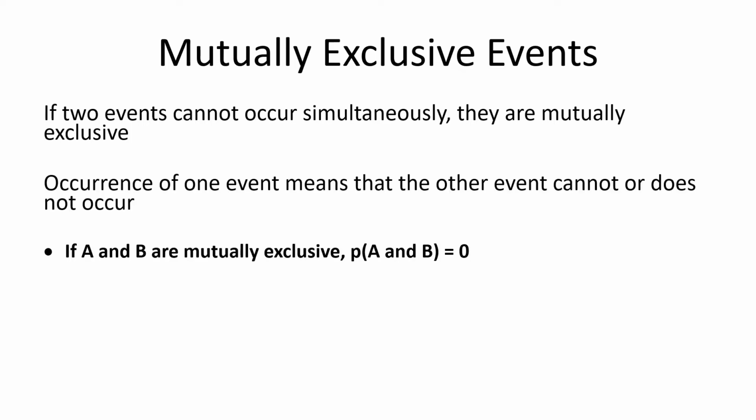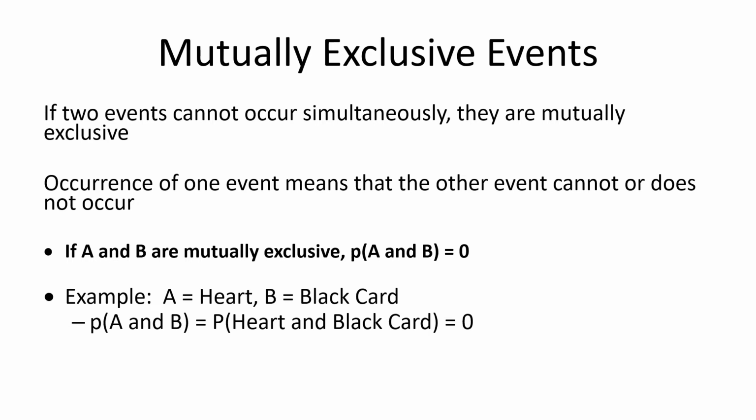Let's talk about mutually exclusive again. If you recall, we said before, mutually exclusive is where two events cannot occur simultaneously. If they cannot occur simultaneously, then they are mutually exclusive. So again, things like hearts and black cards, they're mutually exclusive, meaning there are no instances where you have both a heart and a black card. So if they're mutually exclusive, the probability of A and B equals 0.